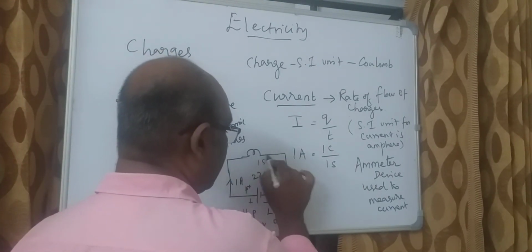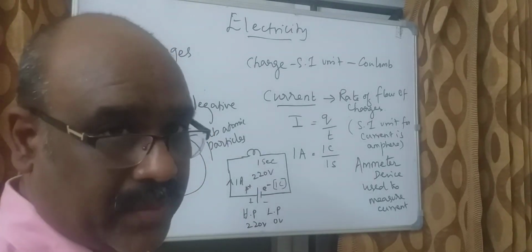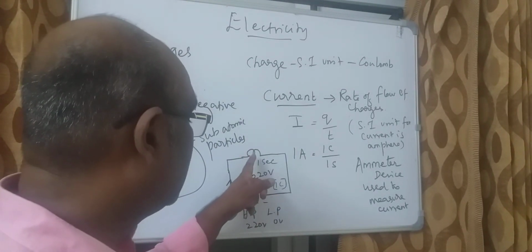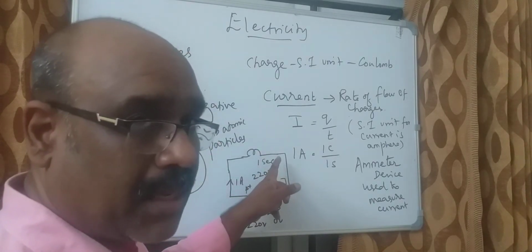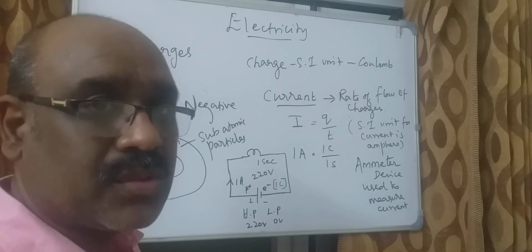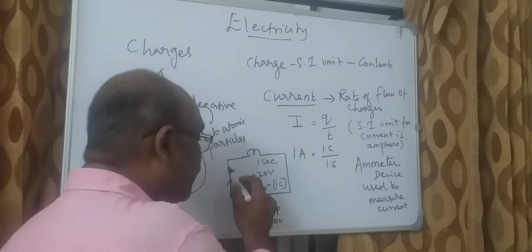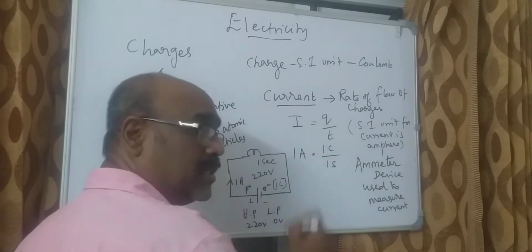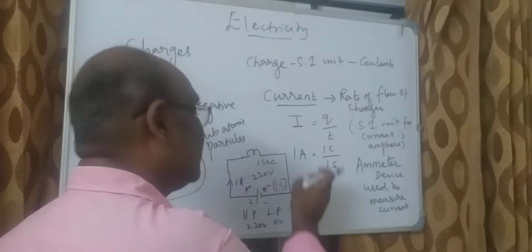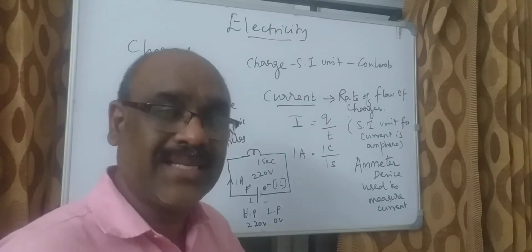Suppose I connect a bulb over here. The current passes through this bulb, and because of that it glows. So 1 ampere of current will be flowing in the circuit when 1 coulomb of charge passes from one end to the other end of the conductor in 1 second.